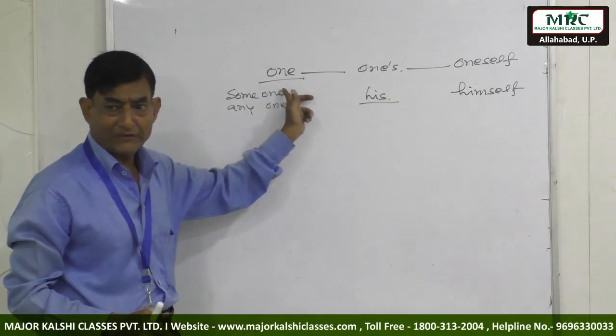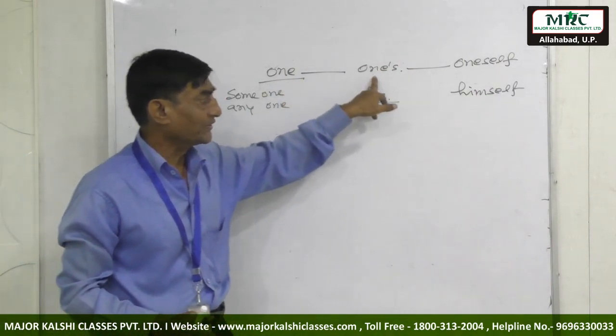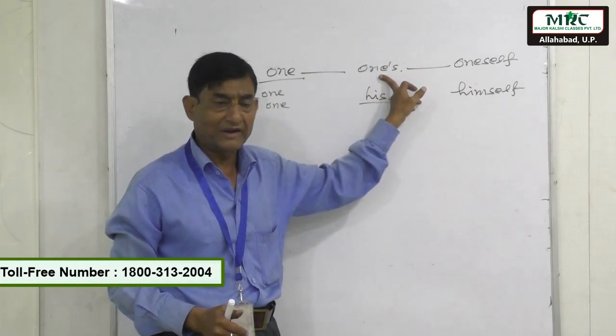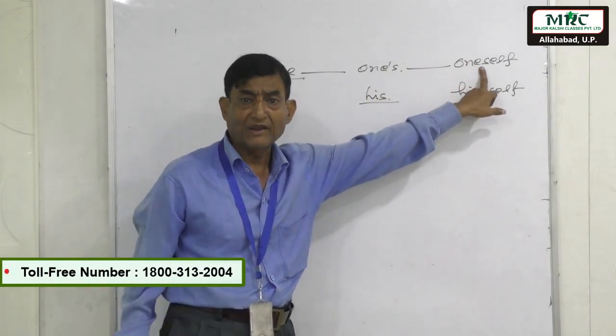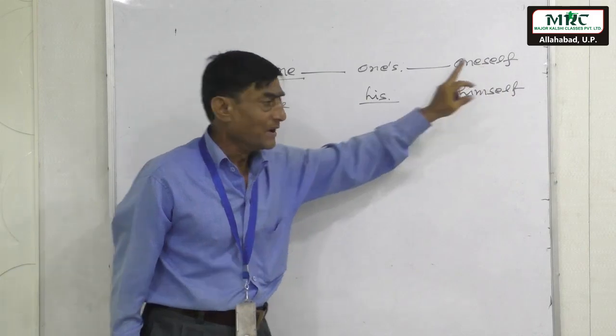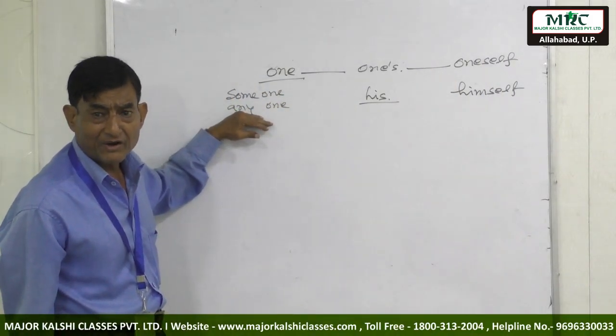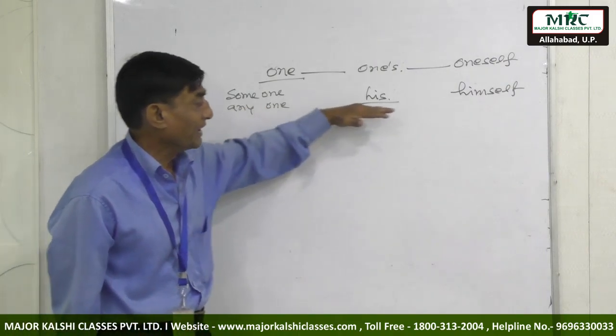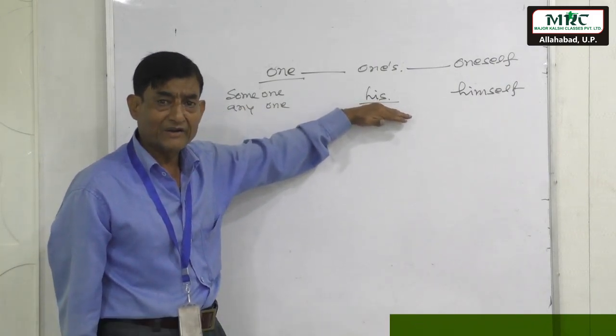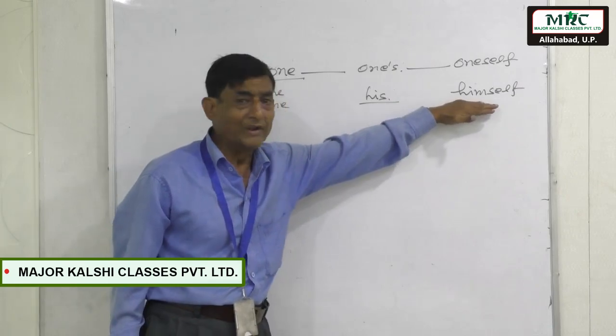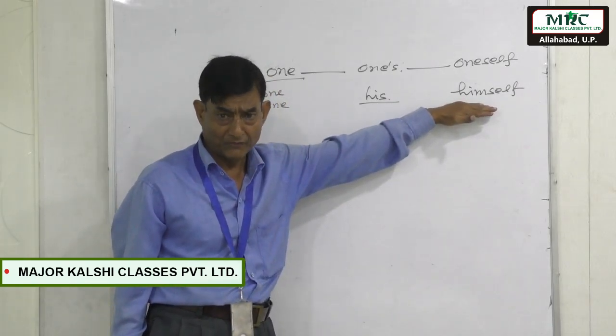If the subject of a sentence is one, it always takes once as a possessive adjective and oneself as reflexive pronoun of it. But if the subject of any sentence is someone, everyone, no one, anyone, it always takes his as a possessive adjective with it, and we use himself as a reflexive pronoun of that.